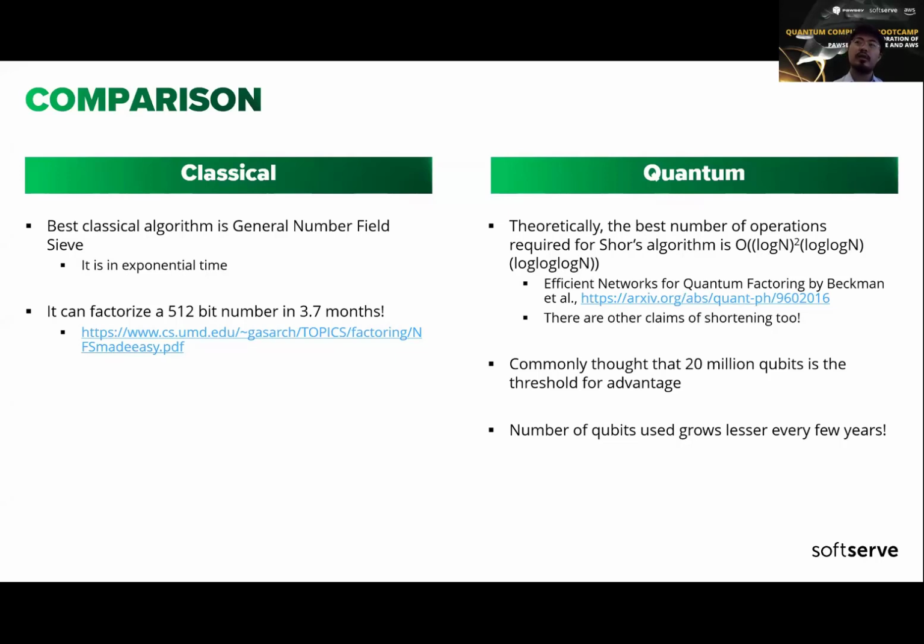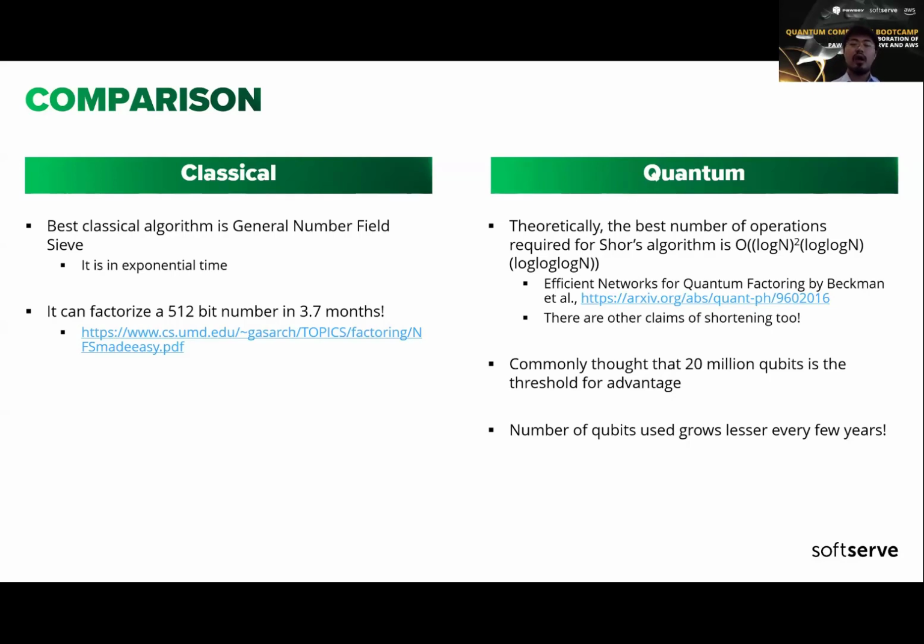It is also commonly thought, there's a very popular paper that did the resource estimation for Shor's algorithm, that 20 million qubits is a threshold for advantage for Shor's algorithm, so that it can implement RSA 2048. This 20 million qubits comes not from the fact that these 20 million qubits are all going to be clean qubits. This 20 million qubits also takes into account the error rates, the noise, and logical qubits.